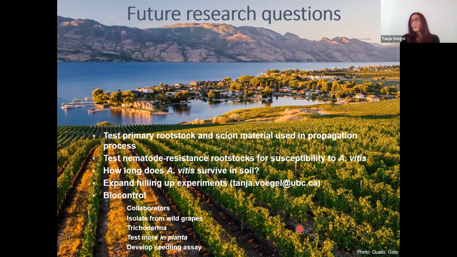In addition, there are nematode-resistant rootstocks available through UC Davis, and we want to look at those and test them for susceptibility to A. vitis. We also want to dig deeper into how long A. vitis survives in the soil. We don't know what happens within these 5 years. So this would be very interesting, because that can tell you how long you'd have to leave your vineyard fallow, so the population can decrease, so you can plant vines and they won't have disease.